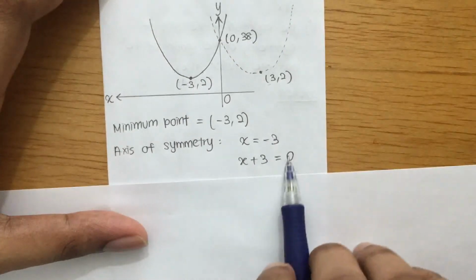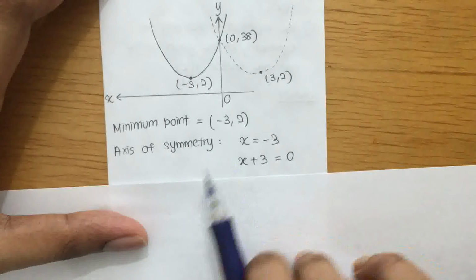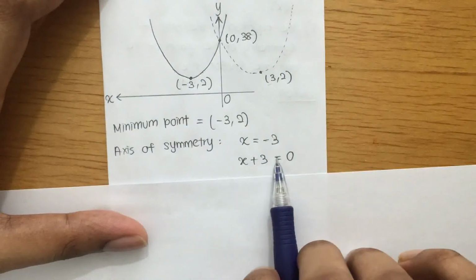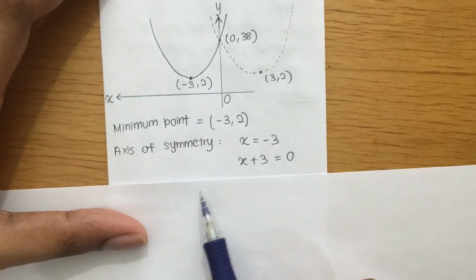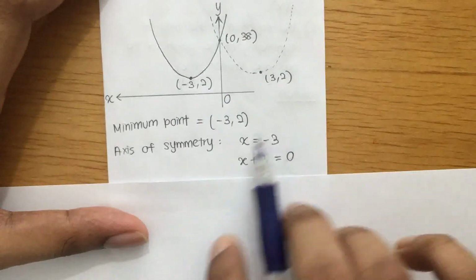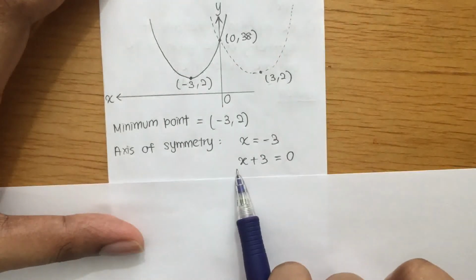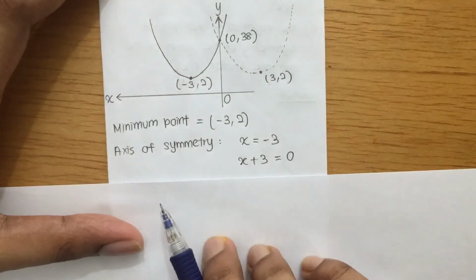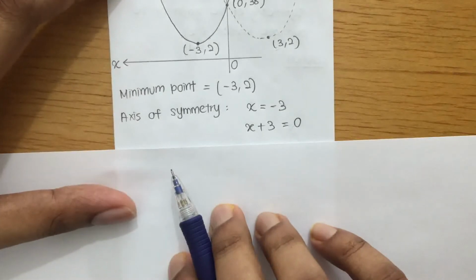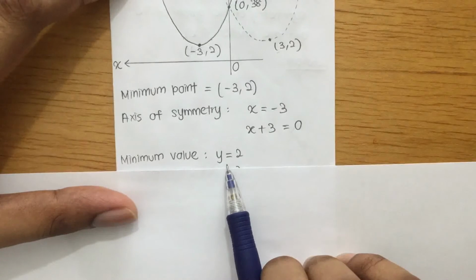And then you express it in terms of the general form. So this negative 3, when you move it from the right hand side over to the left hand side, will become x plus 3 equals 0. Okay, so why are we doing this? Because later on we're going to express everything in the general form, guys. So that is the reason why I'm doing this. So x plus 3 equals 0. Okay, moving on to the next step, and then you get your minimum value y equals 2.